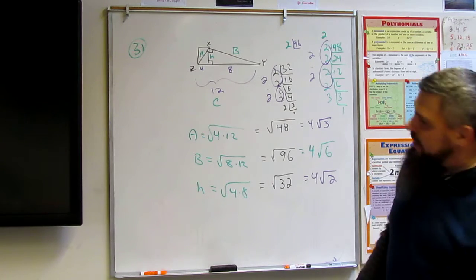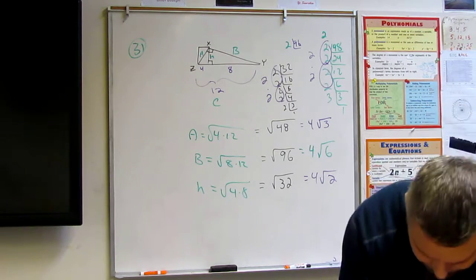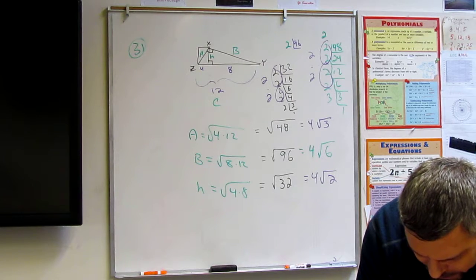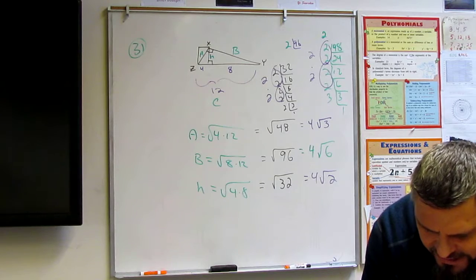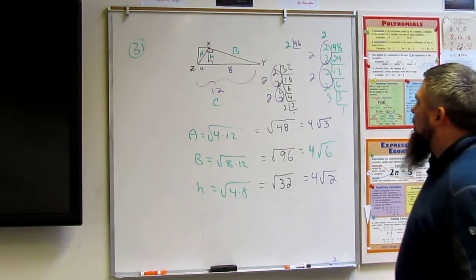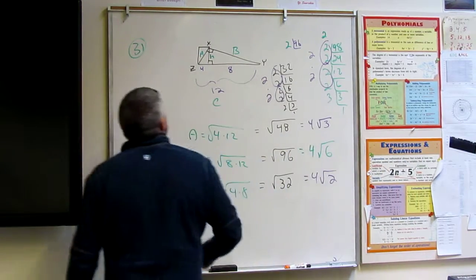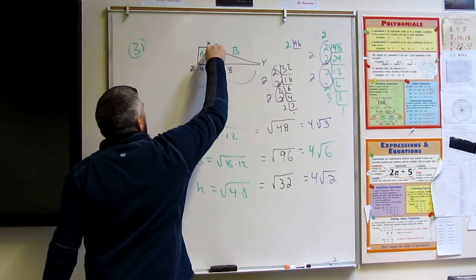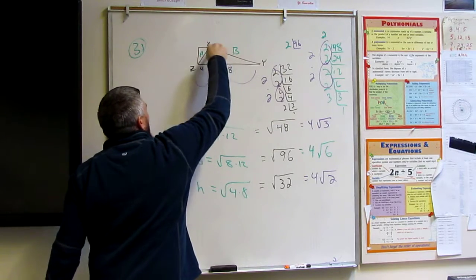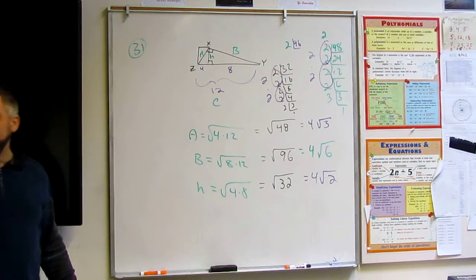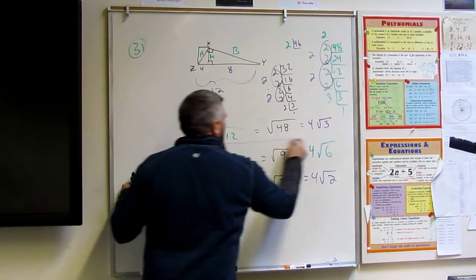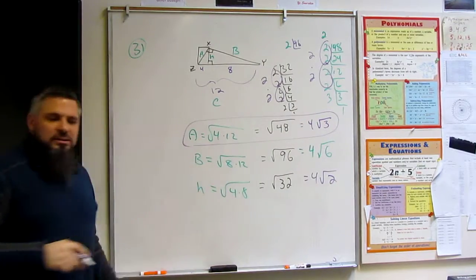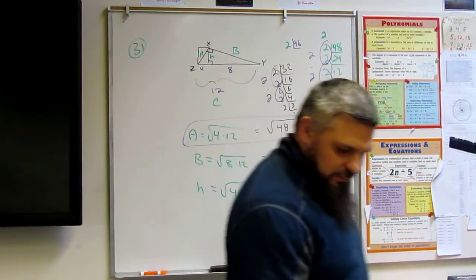And they said they want to know the closest height of the ramp from point X to Z. So what's the closest height of this ramp from point X to Z? So it looks like A. Right? So they want to know A. So it should be 4 square roots of 3.